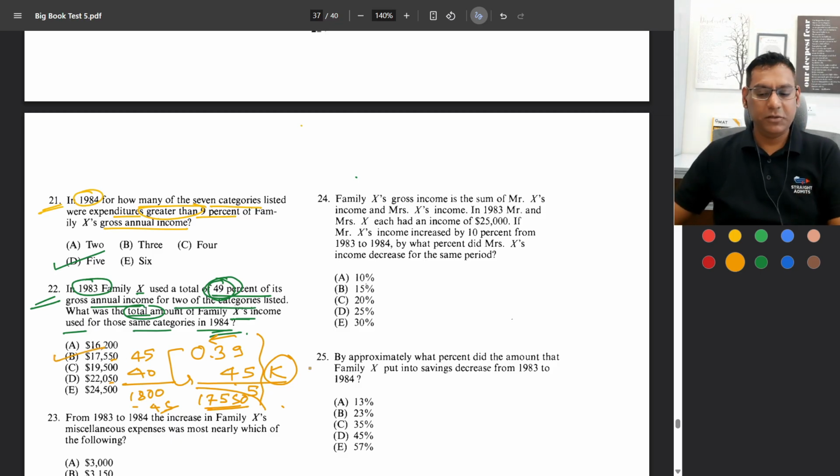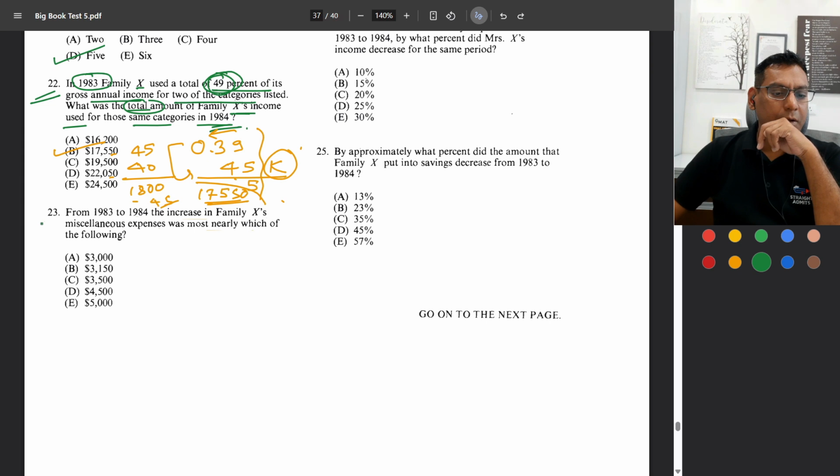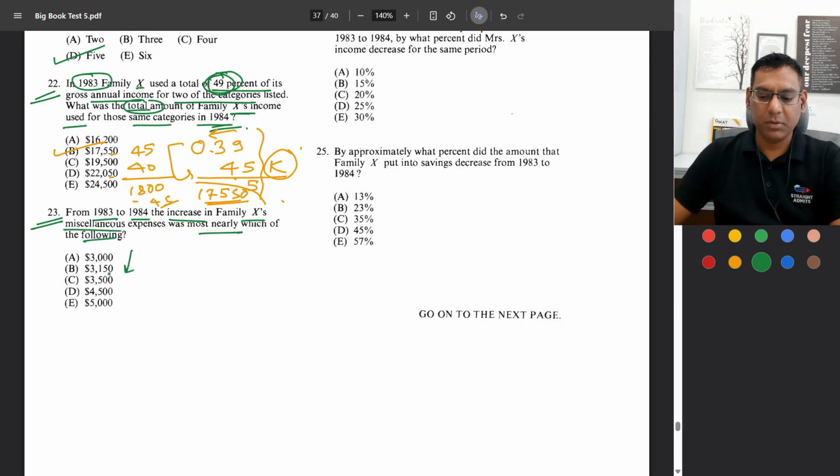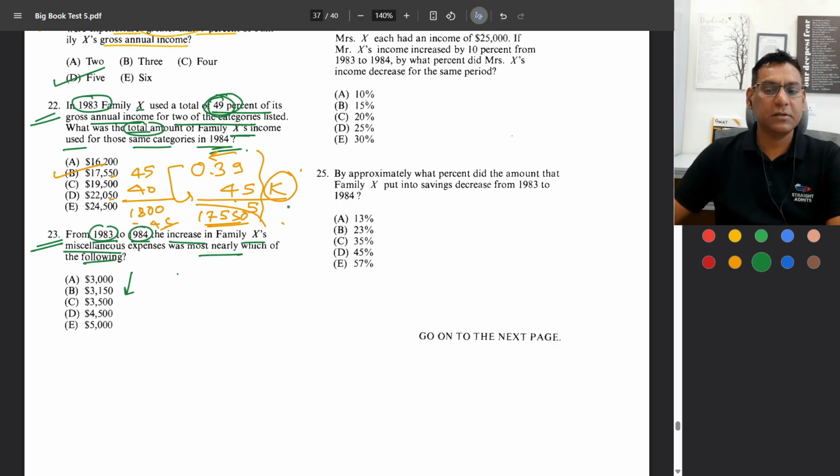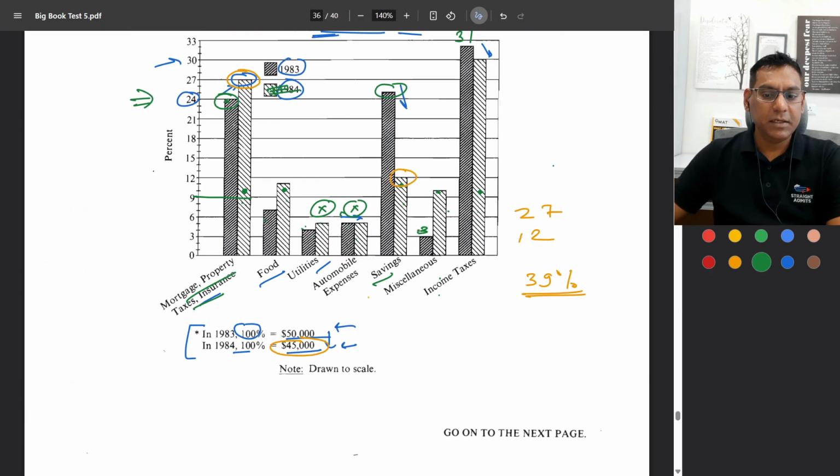You can do the math and you will get it. Okay, let's look at question 23. From 1983 to 84, the increase in excess miscellaneous expenses was most nearly what in absolute number. So I'll have to look at miscellaneous expenses in these 2 years. Okay, miscellaneous is here. So this was 3%, this was 10%, right? This is 10%, this point.